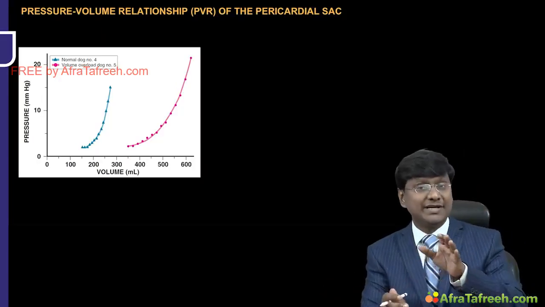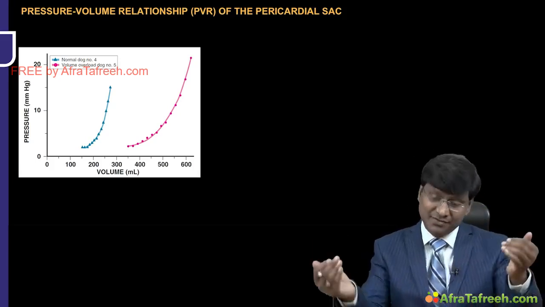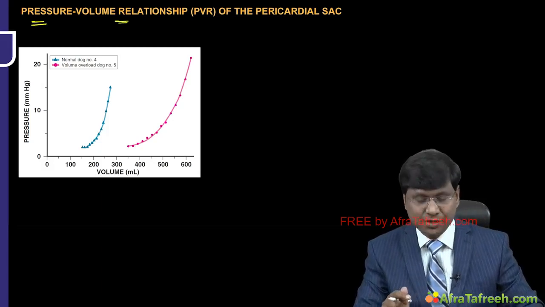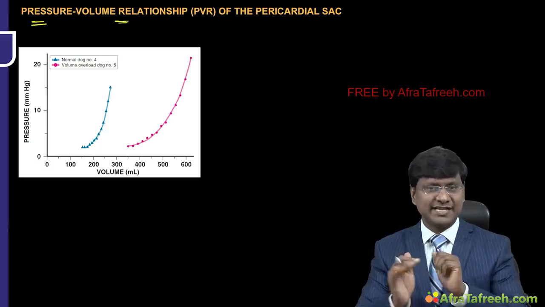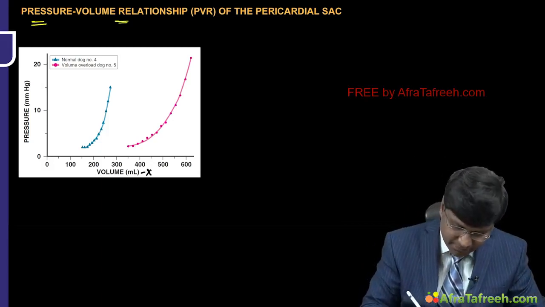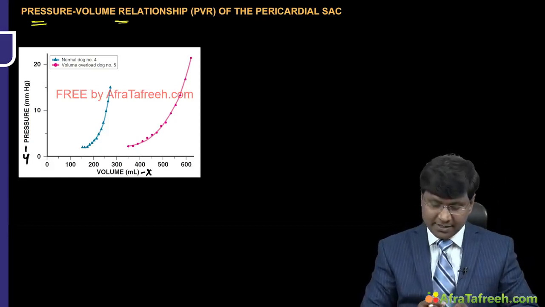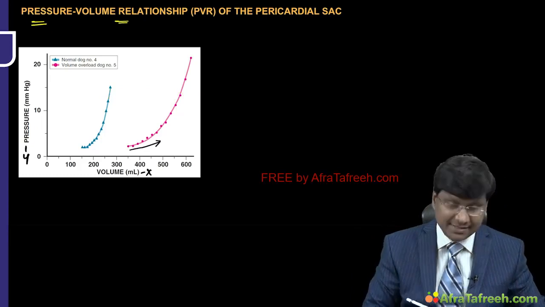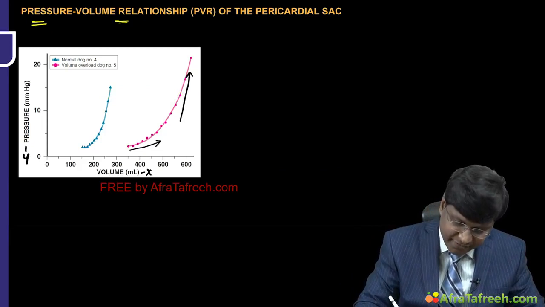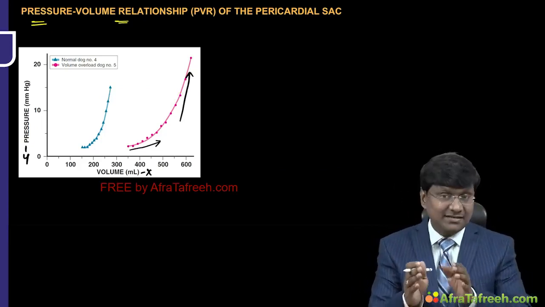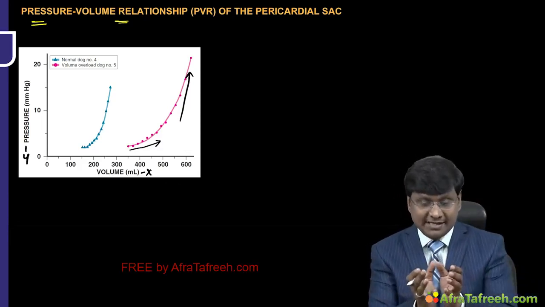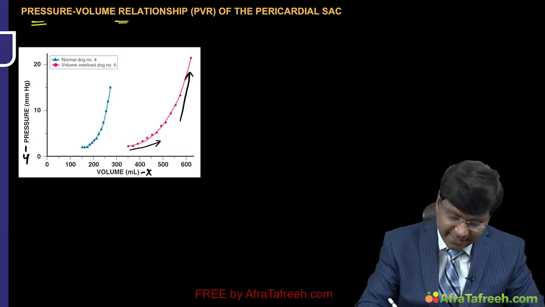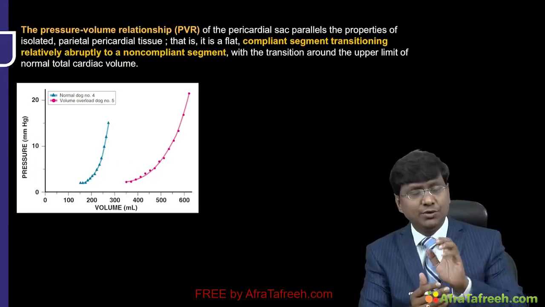So this is your tension and stretch: stretch for the pericardium, and tension developed within the pericardium. The next one is the pressure volume relationship of the pericardial sac. This is also almost the same. You see here on the x-axis you have the volume and on the y-axis you have the pressure. As the volume enters the ventricle and increases, the pressure within the pericardium increases. The relationship between the volume entering the ventricle and the pressure developing within the pericardial space is what we call the PVR. Now let me tell you the important points here.